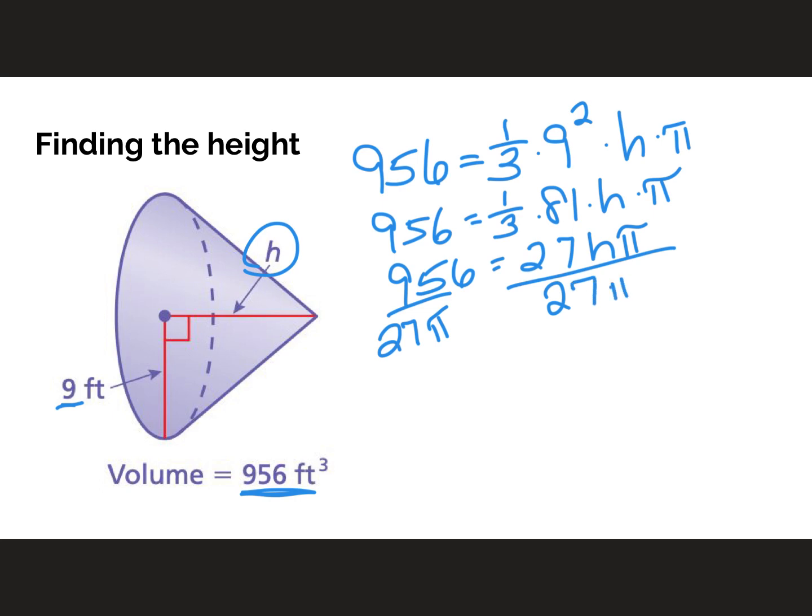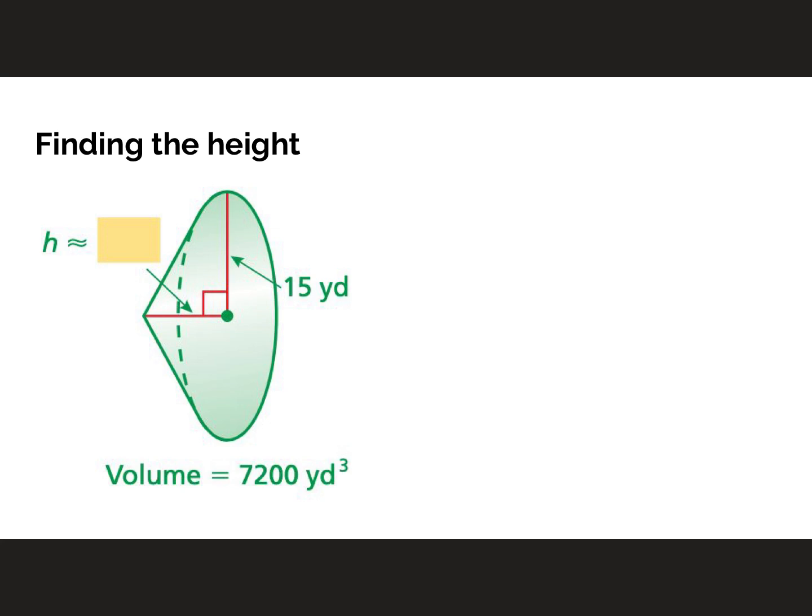When I do that, I get my value for h. So I've got 956 divided by 27 times 3.14, which gives me a height of approximately 11.28 feet. Okay. So, finding our height again.